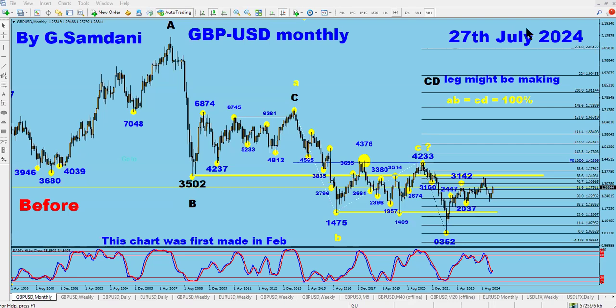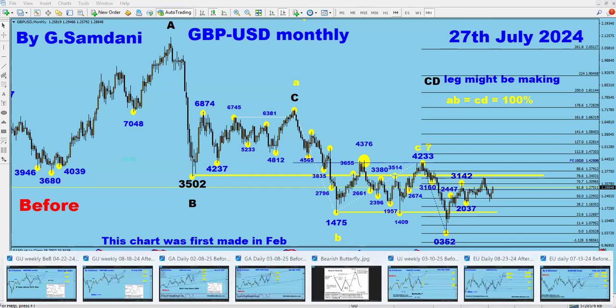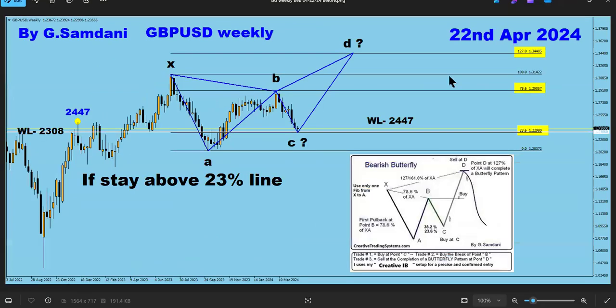A few people were asking about the USD yen, which I forgot to mention specifically. So I'm making this video because USD yen is also making a nice setup. So let's get started on this one. Let me show you first a couple of examples of what I see. For example, I made this chart in April 2024.